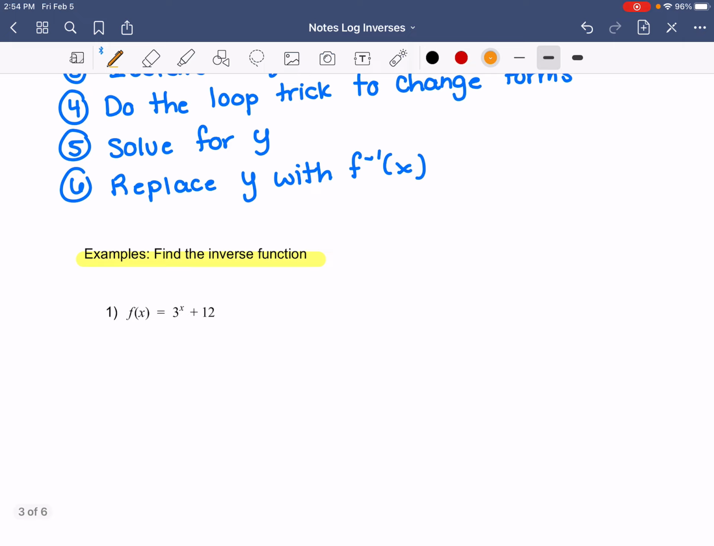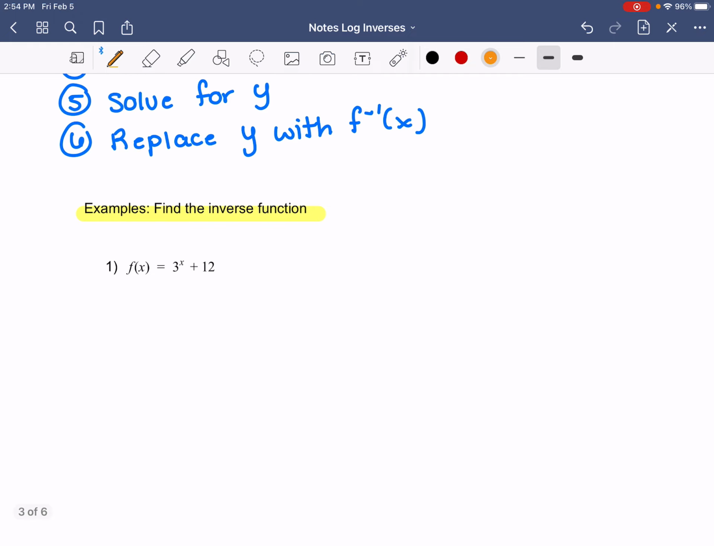Okay, so our first problem says f of x equals 3 to the power of x plus 12. This is exponential, so our answer is going to be log. The first step is to switch x and y. Remember, this piece right here is your y. So when I switch it, it becomes x equals 3 to the power of y plus 12. Then step 2 is to switch sides. I'm going to be lazy, and instead of rewriting it, I usually just erase this piece and put the equals x on this side. If you're using pencil, you can do that; if not, you can just scribble it out.